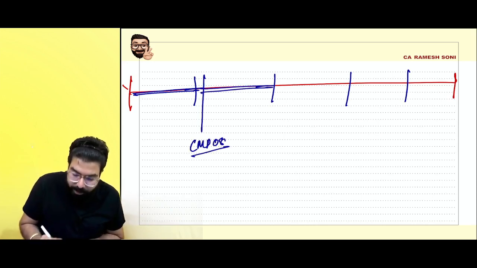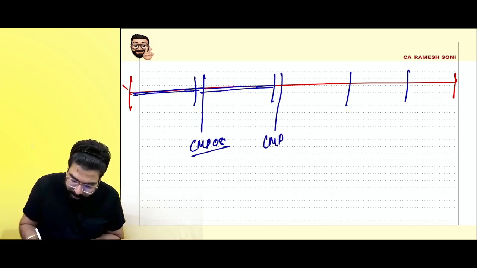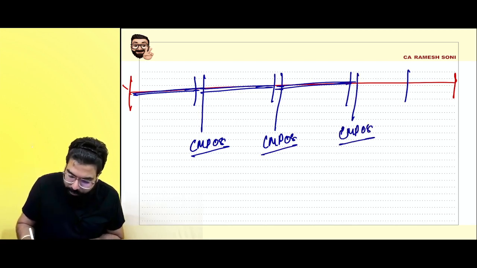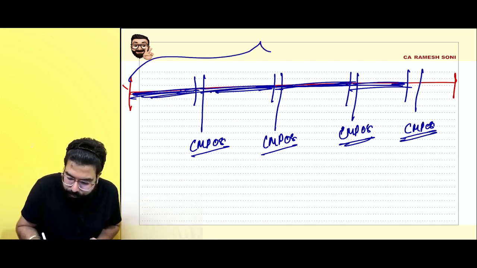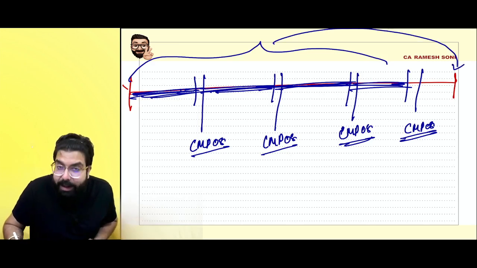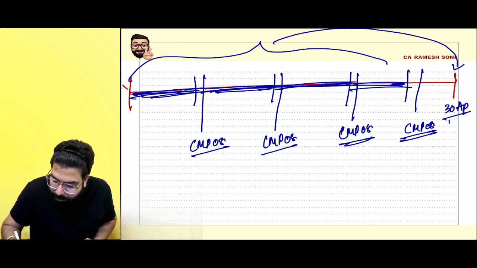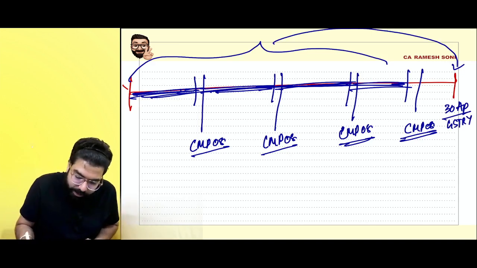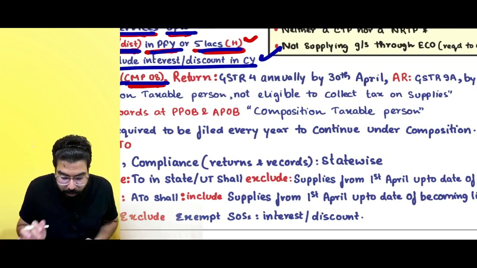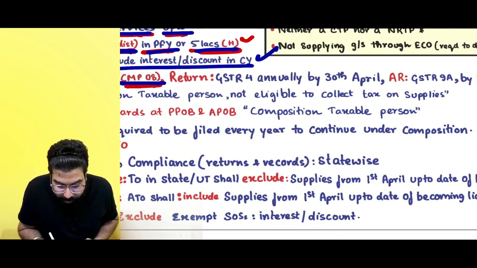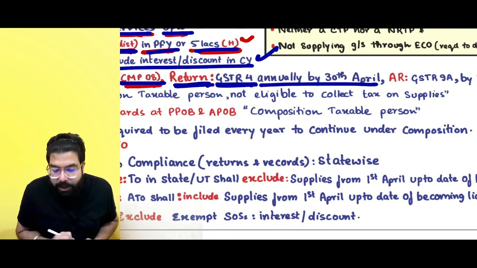Okay sir, every quarter, whatever is the turnover, you have to make the payment and file CMP 08. Done, sir. And for this whole year, they have told only one GSTR4 is to be filed, and GSTR4 is to be filed by 30th of April. Okay sir, done. And sir, also for a composition dealer, they have told quarterly CMP 08. After making the payment, you have to intimate, and sir, return GSTR4 annually by 30th April.